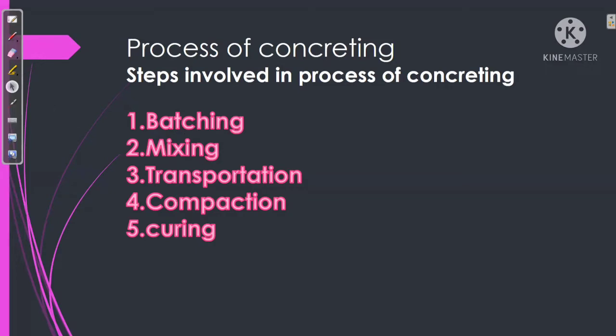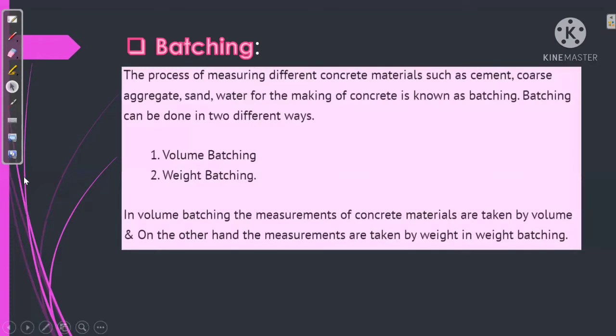So the very first part is batching. Batching is nothing but the process of measuring different concrete materials such as cement, coarse aggregate, sand, and water for the making of concrete. You have to weigh the materials, either by volume or by weight. So there are two basic methods categorized based upon this condition: volume batching and weight batching.